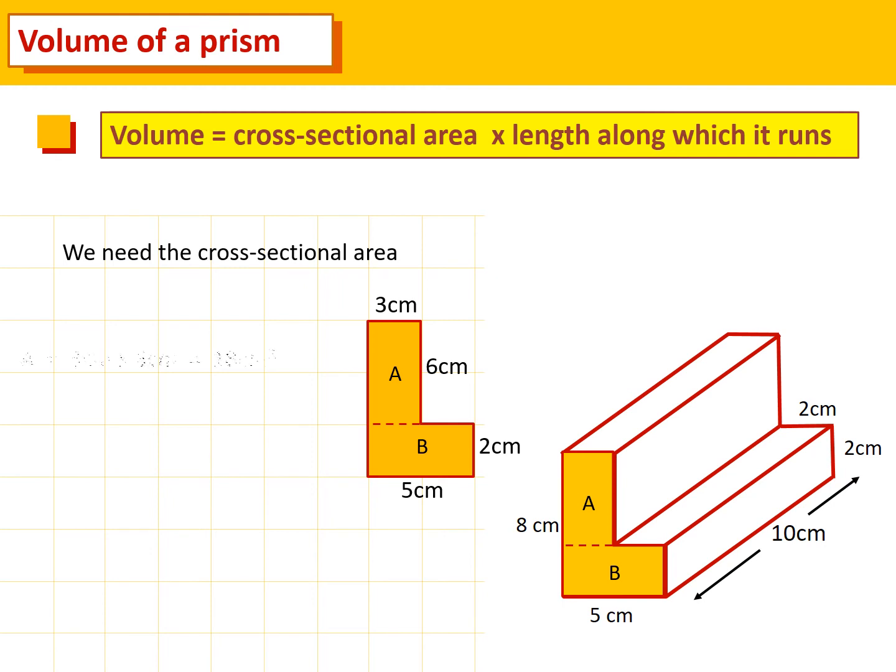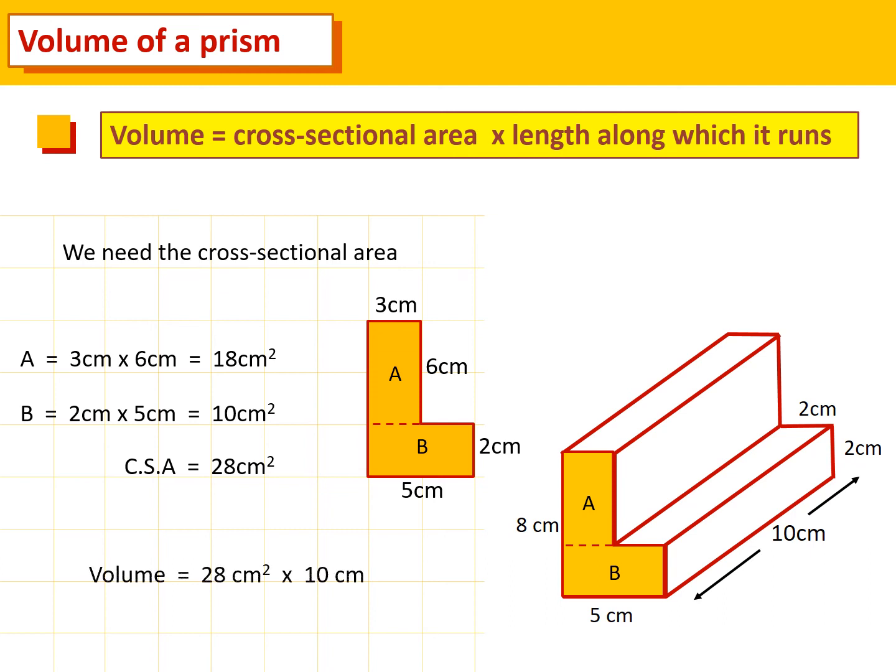So we're good now to find the area of A, which is 3 centimeters times 6 centimeters, 18 squared centimeters. B is 2 times 5, so that's 10 squared centimeters, and altogether CSA, which stands for cross-sectional area, is 28 squared centimeters. The length along which that cross-section runs is 10 centimeters, so we multiply that by 10, giving us a final answer of 280 cubic centimeters.